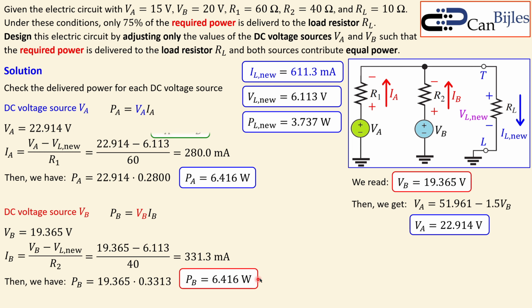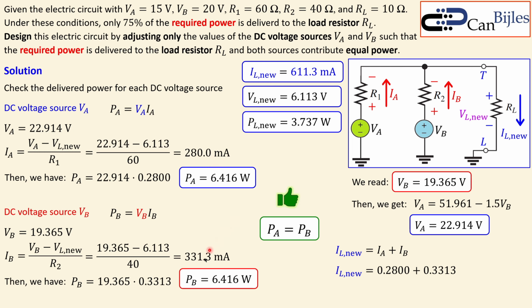That's good. Let's also calculate the IL, because IL new was IA plus IB, and we have now the currents IA and IB here. So IA and IB, if I add them up according to this, that is due to the Kirchhoff current law, you get 0.6113 amps or 611.3 milliamps, which is what we have calculated. So that is also confirmed here. Perfect. Now let's move on.